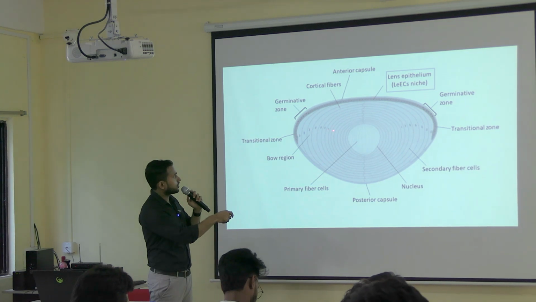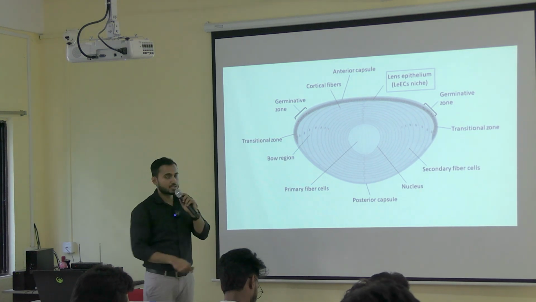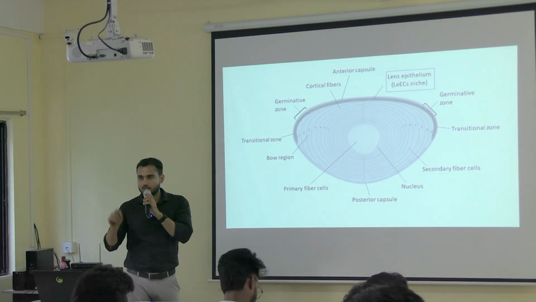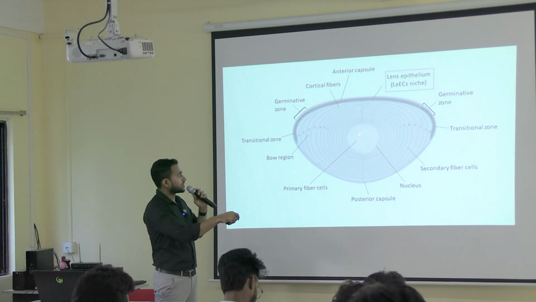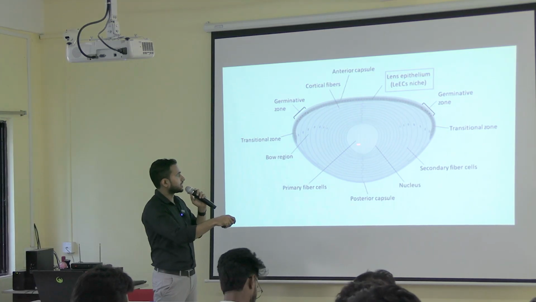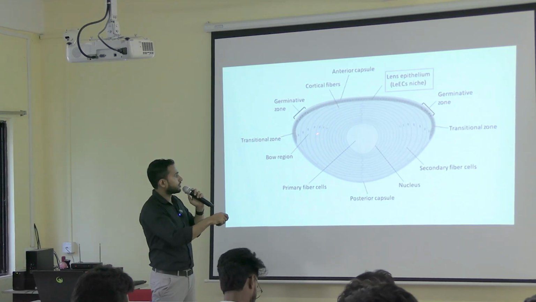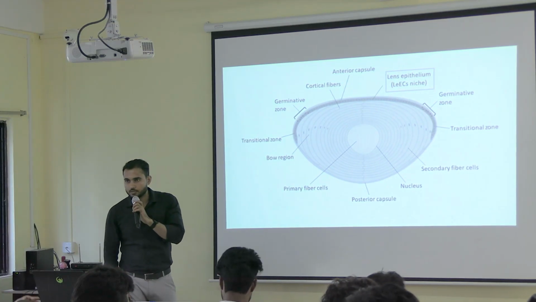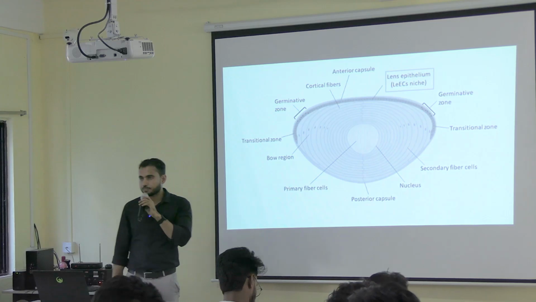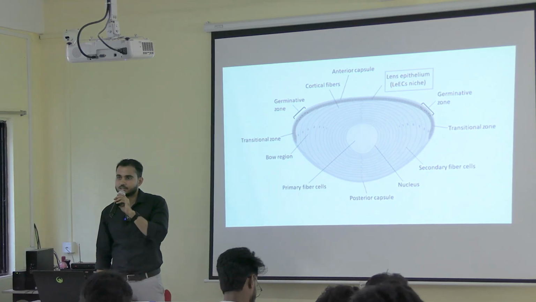But if you go towards the center, in this case you will not see the nucleus of the lens fibers. Okay, so this particular part is called the nucleus. These are the primary fibers, and these are newly formed fibers, also called the secondary fibers. Okay, so these are the points which you have to study in the lens.